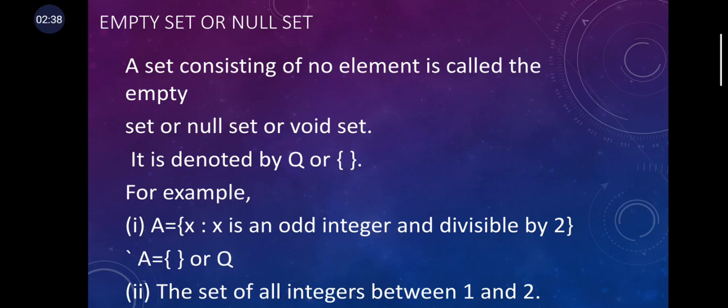A set which consists of no elements is called the empty set, null set or void set. It is denoted by phi or only curly brackets. For example, A = {x : x is an odd number divisible by 2}. There is nothing like that, so it is a null set. Another example: the set of all integers between 1 and 2.